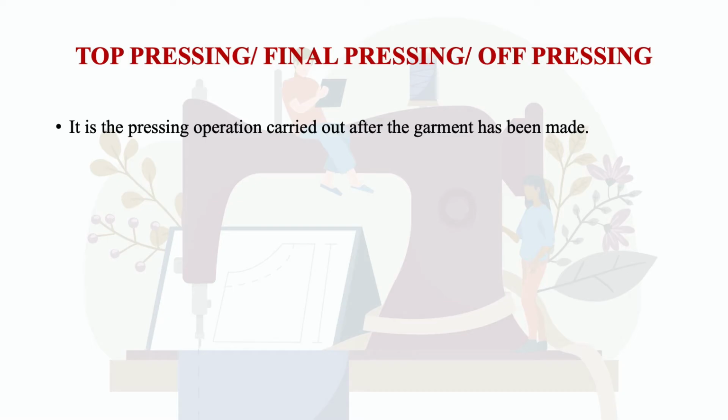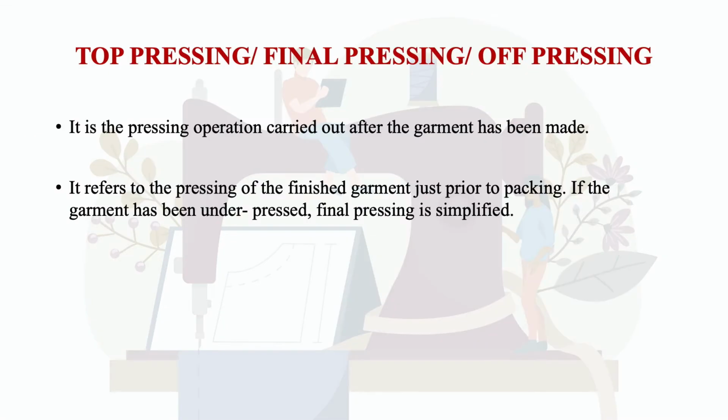Then we have the top pressing stage. Top pressing stage, we can also call it finer pressing or off pressing. It is the pressing operation carried out after the garment has been made, as we discussed. In the under pressing process we do it at the cutting stage, the first stage when we have the fabric. But top pressing is the operation carried out after the garment has been made, and it refers to the pressing of the finished garment just prior to packing. Like what we have constructed and want to pack, we do the pressing just before that.